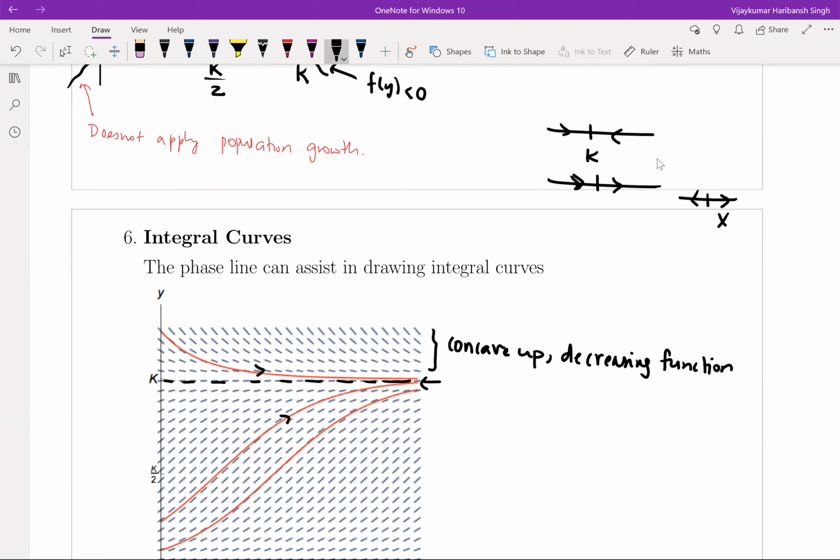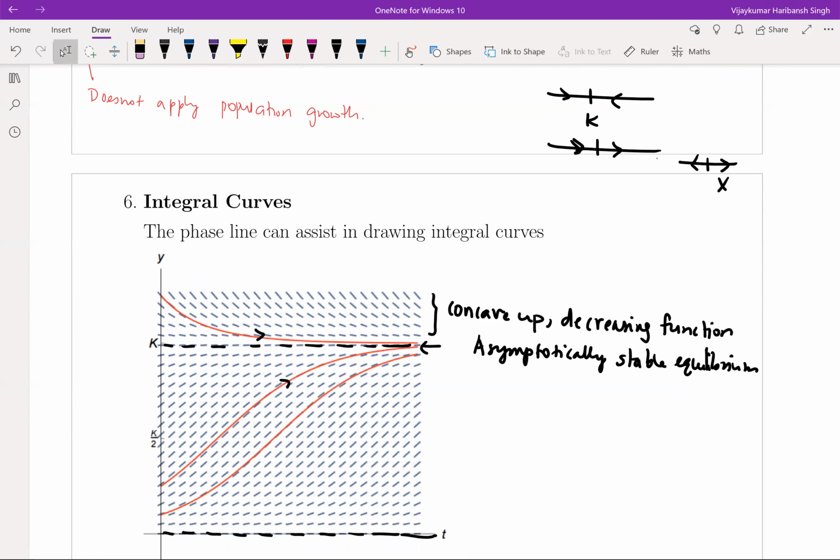Here at y equals K, you get an asymptotically stable equilibrium. Why is it asymptotically stable? Asymptotically because as t goes to infinity, your solutions converge to this equilibrium point, right? As t goes to infinity. So whenever you are looking at the behavior as t goes to infinity, then you talk about the asymptotic.